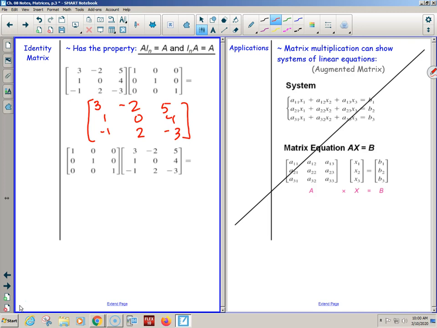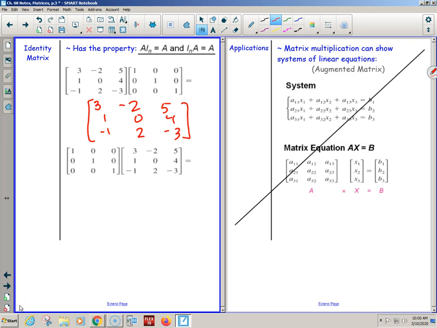You match up each entry in a row by each entry of a column. You're multiplying them, and then you're adding, similar to what from vectors? Dot products. There we go. It did kind of stick. Similar to dot products. But wait a minute.